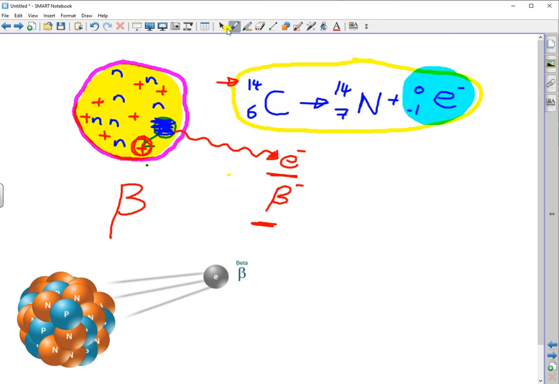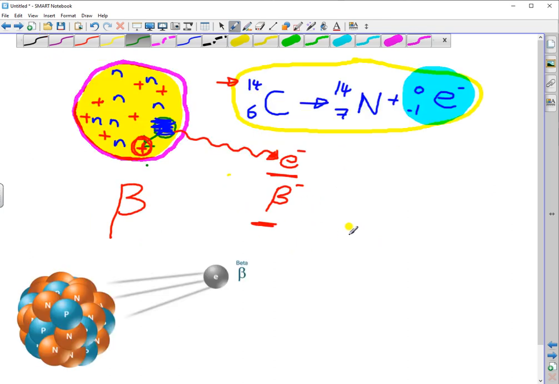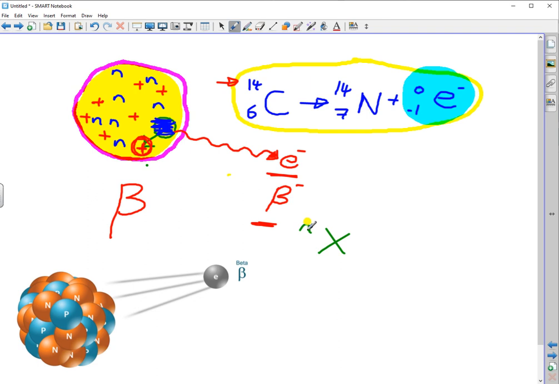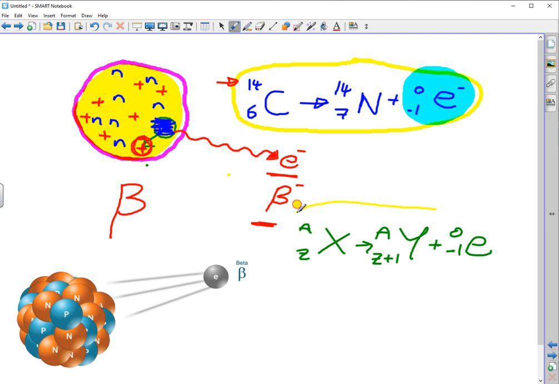beta radiation. If I wrote it like I wrote the other one before, in terms of X and Y and so on, so if you think about it, if we had X with A and Z, all that's happening is we're going to Y. Now this is for beta radiation, it's 0 minus 1 E. So this bottom number here would be Z plus 1, and A would stay the same. Okay, so for all beta radiation, every time you have beta radiation, this here is what is happening.